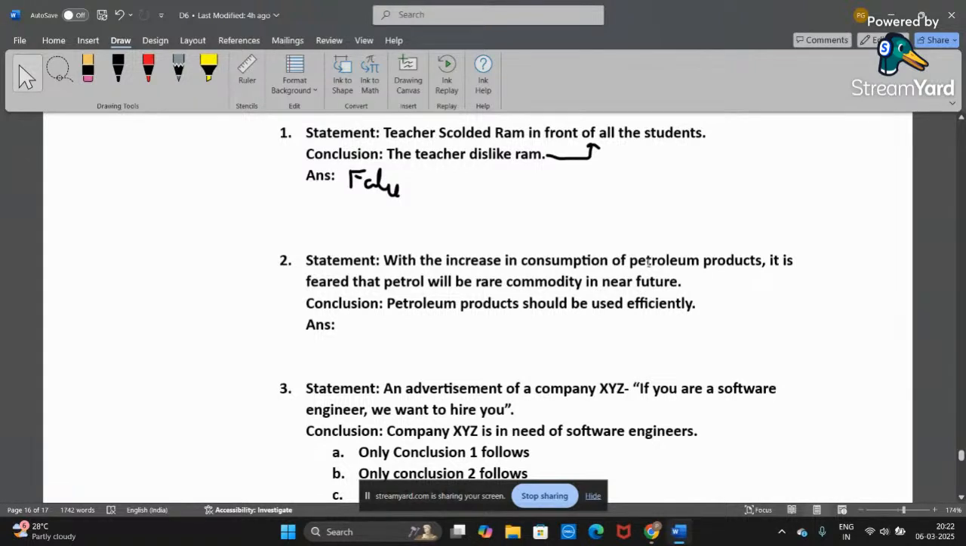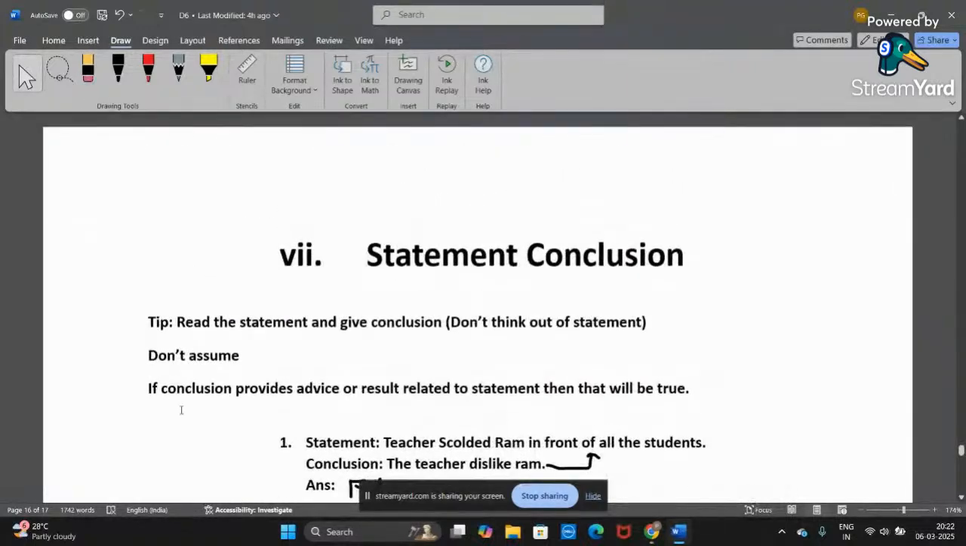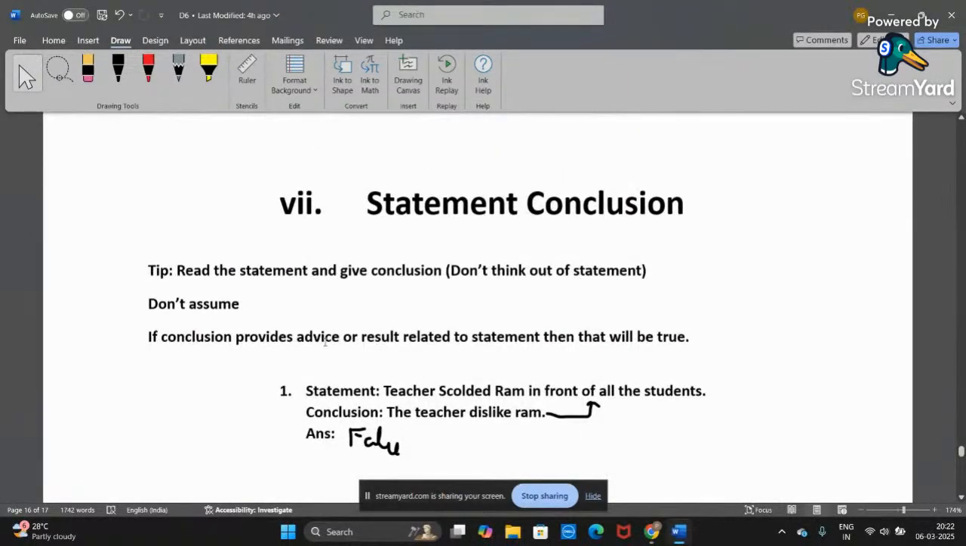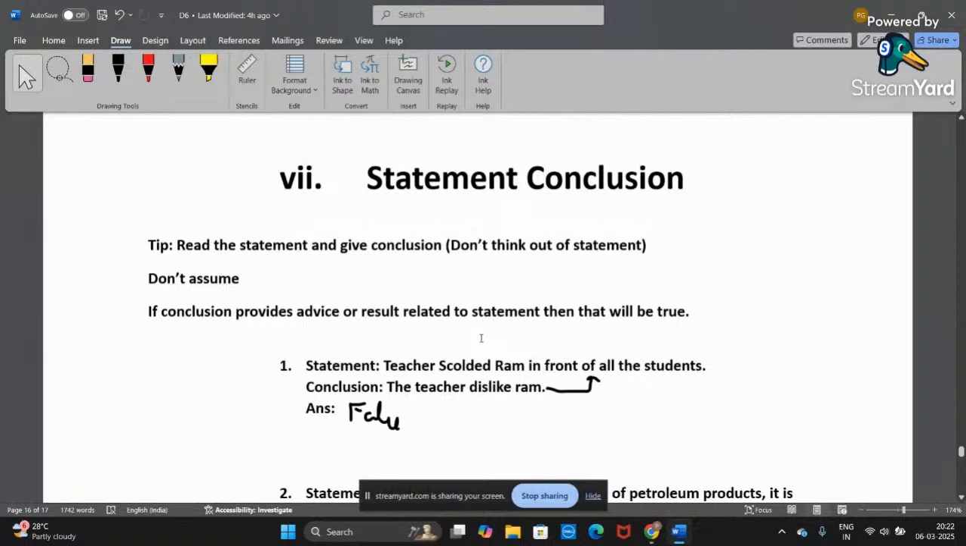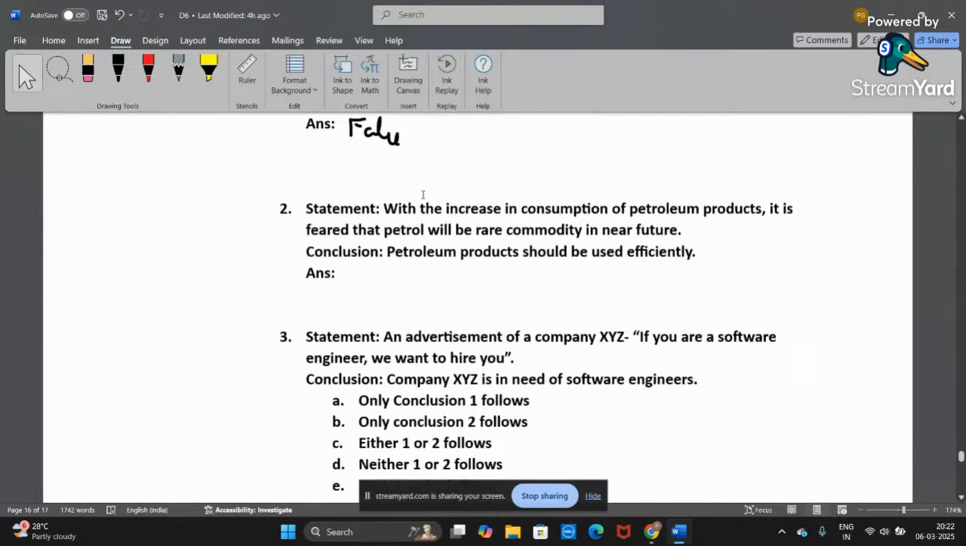With the increase in consumption of petroleum products, it is feared that petrol will be a rare commodity in the near future. Petroleum products should be used effectively. What I have told in the note is, if the conclusion provides advice or result related to the statement, then it will be true, right? Here, they're telling that if we increase the consumption of petroleum products, then it will become rare in future, right? So the conclusion is petroleum products should be used effectively. So this conclusion is relevant to the statement, so it is true.